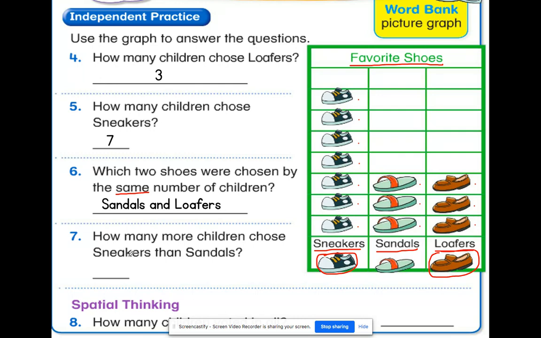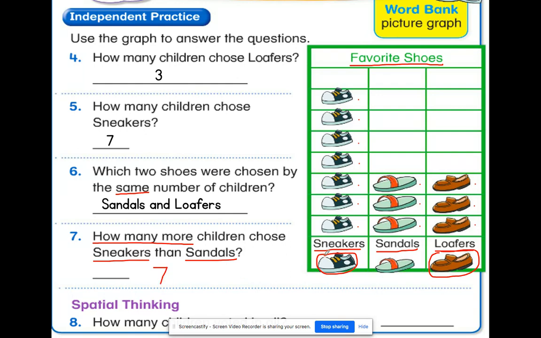Number 7 says, how many more children chose sneakers than sandals? That's going back to that key word. How many more? That means I need to compare the 2. I'm comparing the sneakers versus the sandals. Well, if you look back into this graph, we remember that sneakers got 7 votes. So I'm going to write this on the side here.